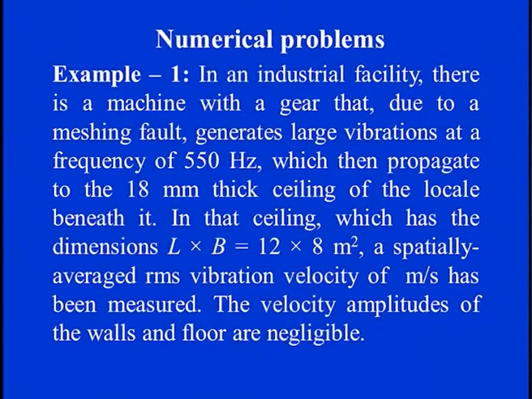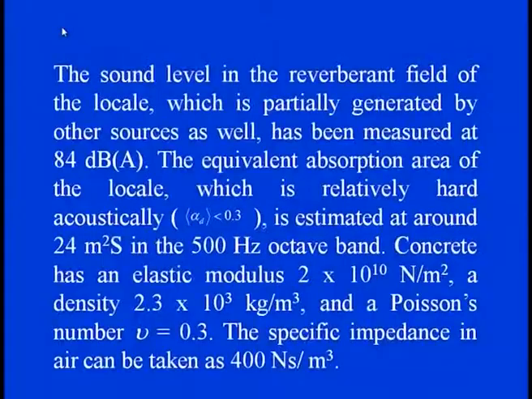The average RMS velocity is also given in meters per second, which can easily be measured, and the velocity amplitude to the walls and the floors is negligible. So we are not going to consider the velocity components of the walls or floors in the transmission. We are focused on this room, and the sound level, partly generated by the transmission of the vibrations, is almost 84 decibels.